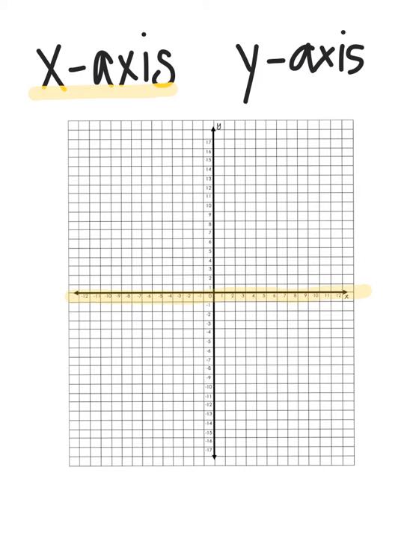The y-axis is vertical. It goes up and down, labeled with a y. You need both of these axes to have a coordinate plane and to use it. You'll need a yellow number and a blue number, or an x-axis number and a y-axis number, to plot a point on the coordinate plane.